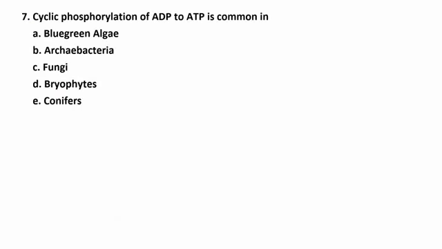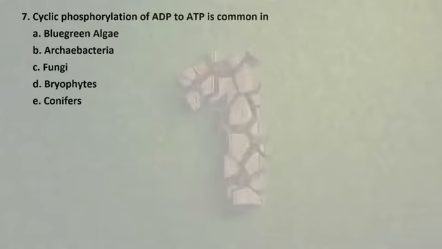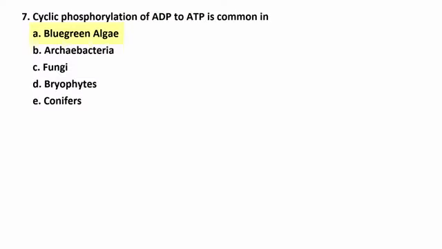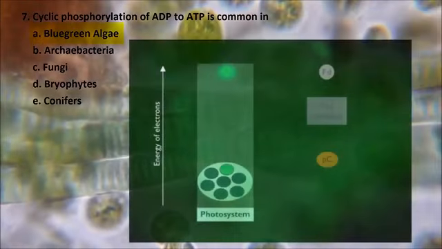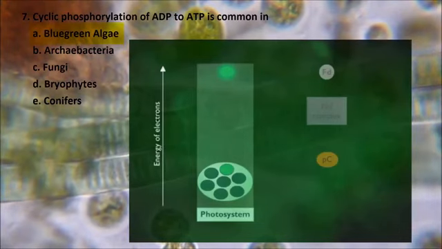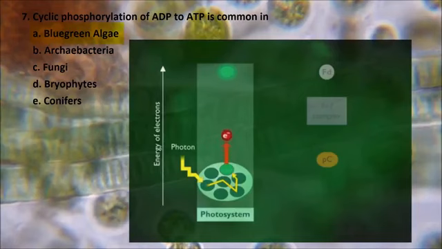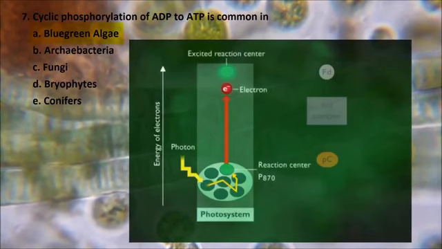Number 7. Cyclic phosphorylation of ADP to ATP is common in... Photosynthesis in primitive organisms such as the cyanobacteria is carried out using a sort of primitive photosystem where electrons are funneled back to the reaction center by the electron transport system.